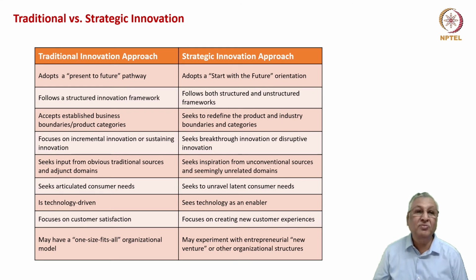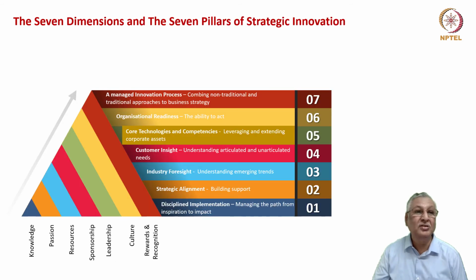Traditional innovation at times may have a one-size-fits-all organizational model, whereas strategic innovation will experiment with a number of entrepreneurial organizational structures and processes. This is not to say that traditional innovation is not good and strategic innovation alone is good. Both are required and both need to be combined whenever it is possible to do that.